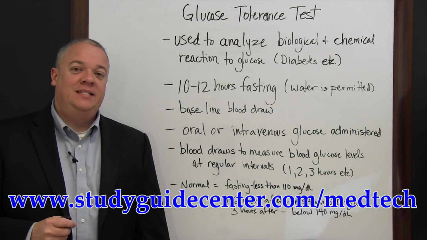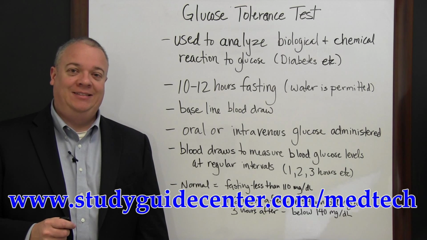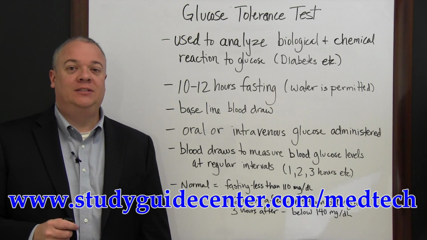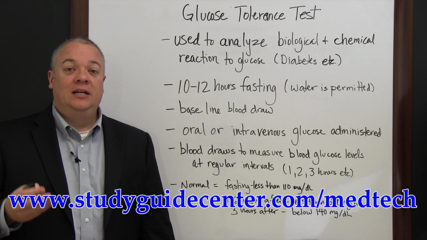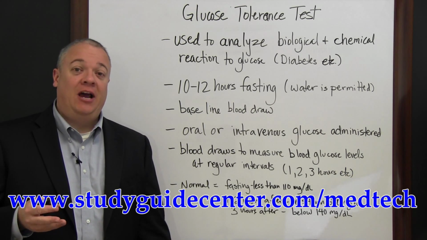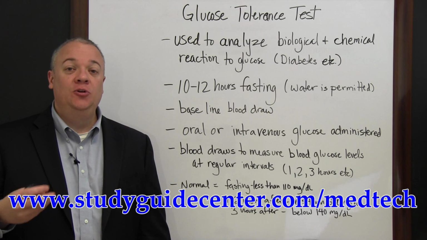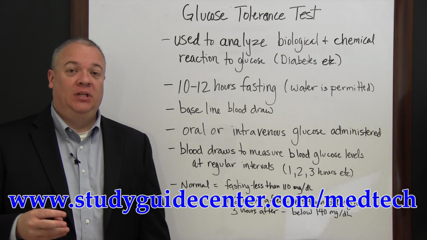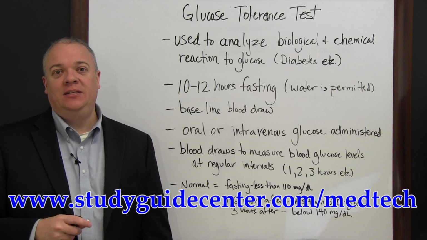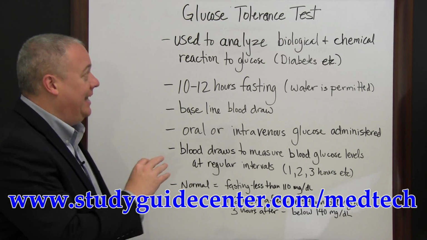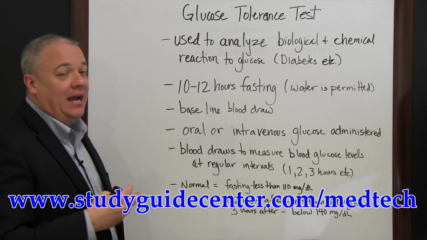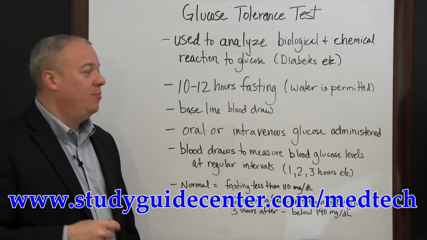Today we're going to go over the basics of glucose tolerance testing. Essentially, doctors sometimes need to measure and gauge how quickly glucose is used and removed from the blood to test for things like diabetes and insulin resistance. So it's used to analyze biological and chemical reaction to glucose for health purposes.